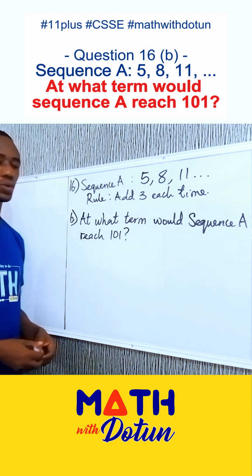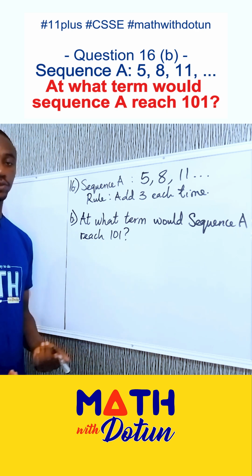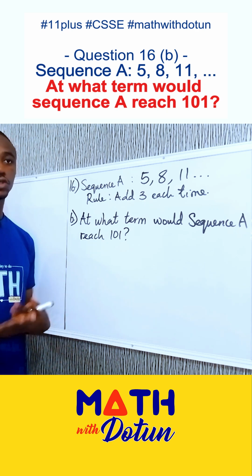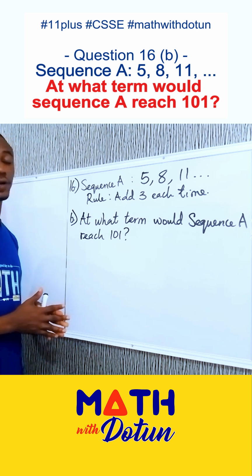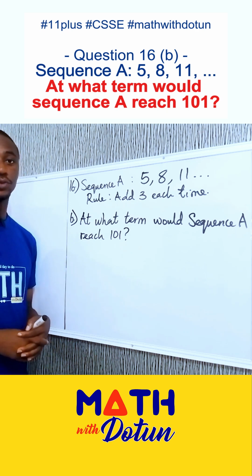All right. So this is where you would need the nth term rule, okay? Because you have to equate it and then find the value of n. Okay, so I'll go over finding the nth term rule again.